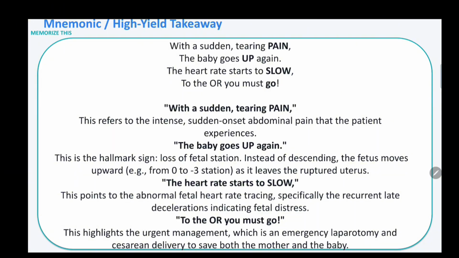So, to withdraw the key information from our Memo Bank today, when you see a pregnant patient with a prior uterine scar who suddenly develops extreme pain, fetal distress, and most importantly, loss of fetal station, your diagnosis is uterine rupture. The mnemonic is your key to getting this question right. Remember it, and you will be prepared for this clinical emergency.